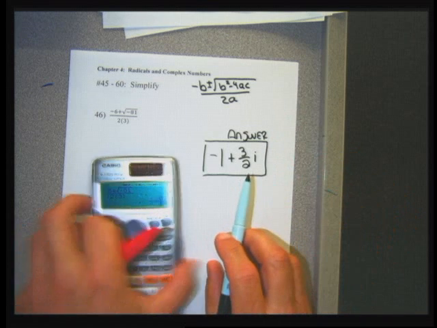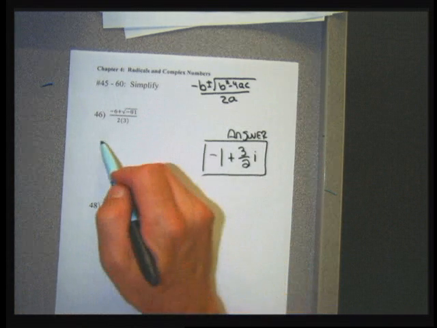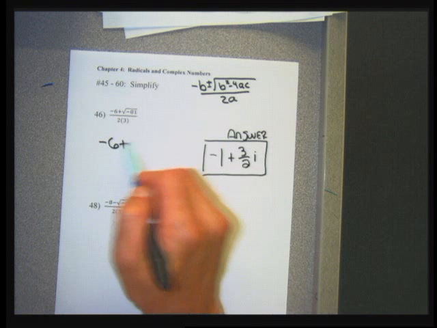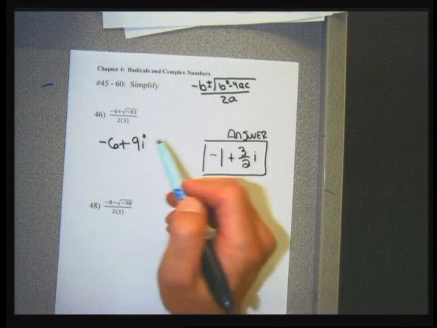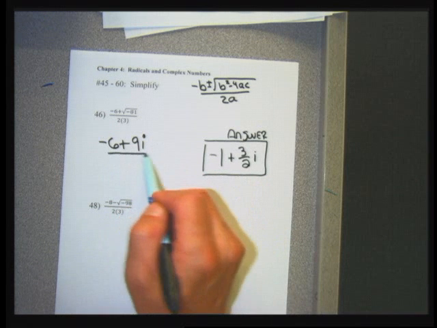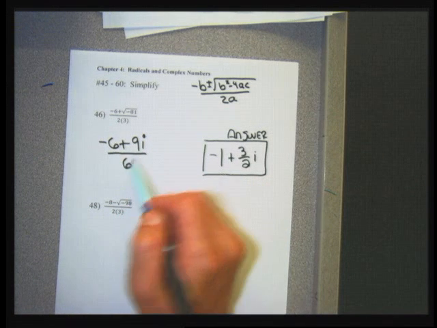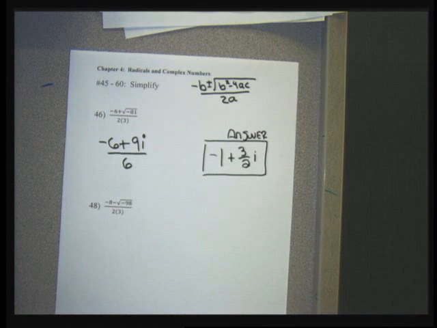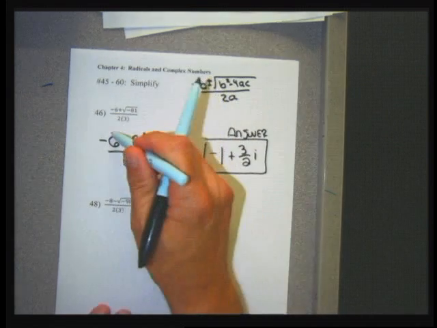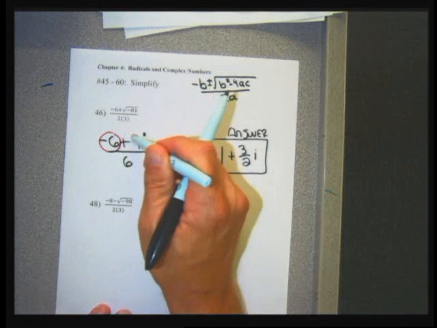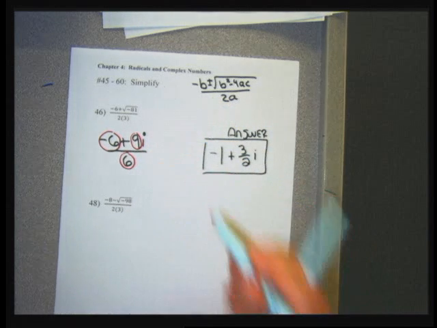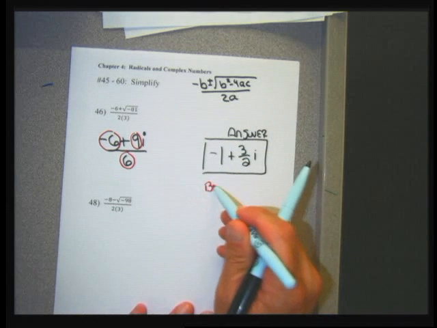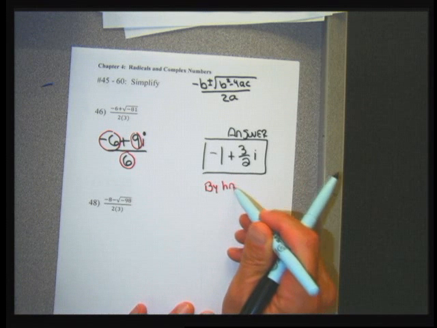If I was doing this by hand, on the first step in the numerator, I'd make the square root of negative 81 into 9i, because the square root of 81 is 9, but when you have a negative under a square root, you get an i. And the denominator, 2 times 3, is 6. If I was doing this without a calculator, at this point I would take this negative 6, this 9, and this 6, and divide them all by 3. So my by hand answer is going to look different than my calculator's answer.